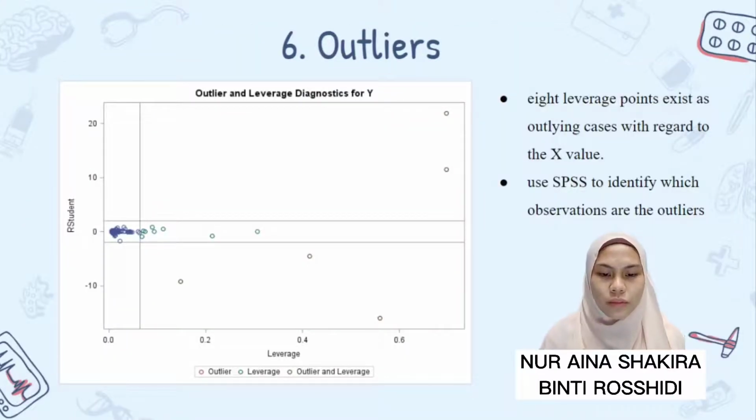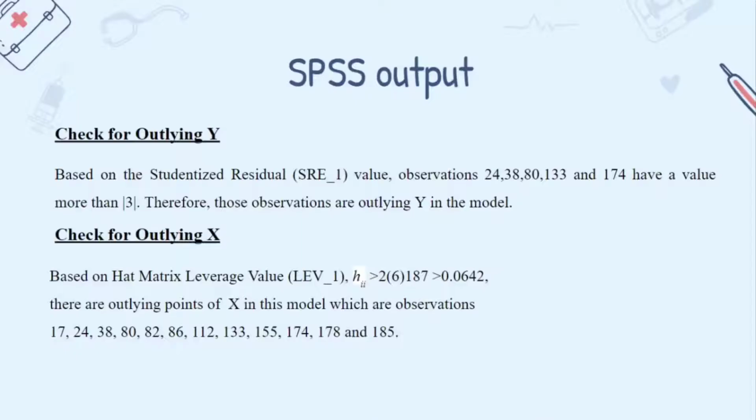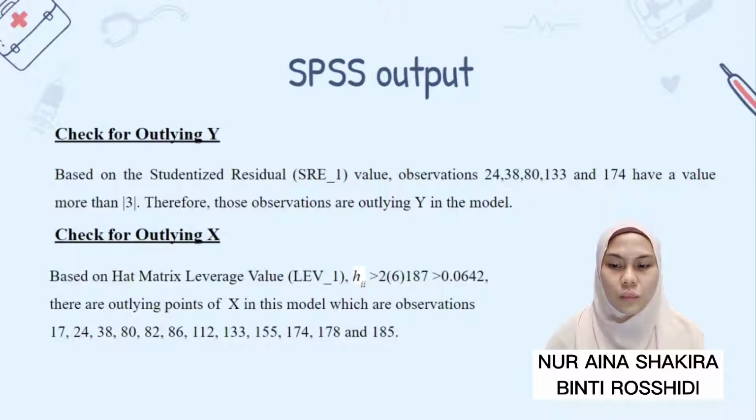From the diagram above, we can see that there are 8 leverage points existing as outlying cases with regard to the X value. So, we use SPSS to identify which observations are outliers. From this graph, there are no lines or boundaries in the graph. So, we use SPSS to get the value of DF. This is the SPSS output that we get.